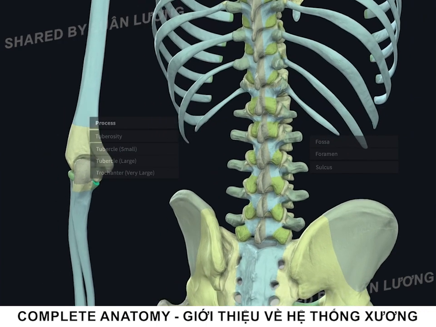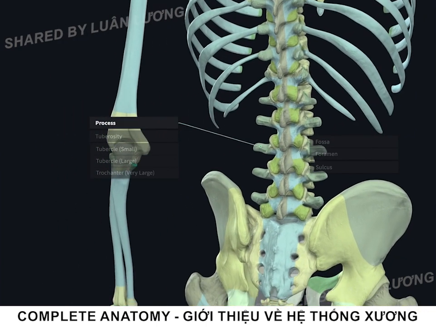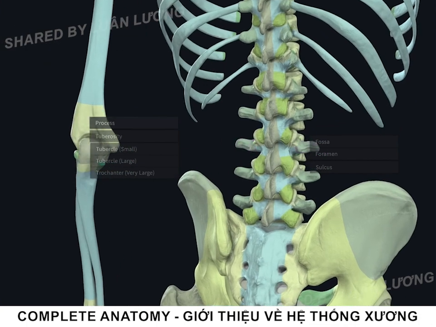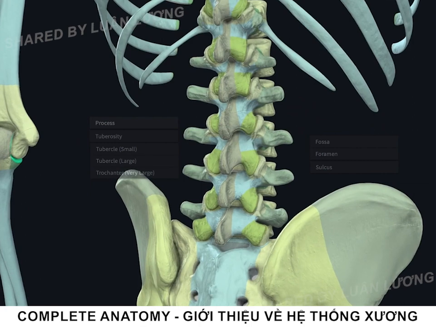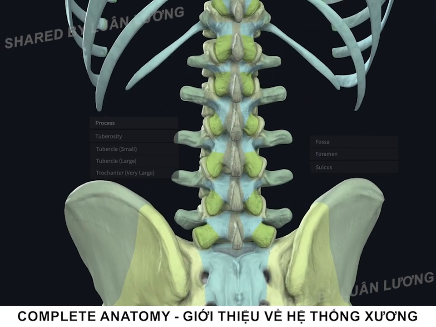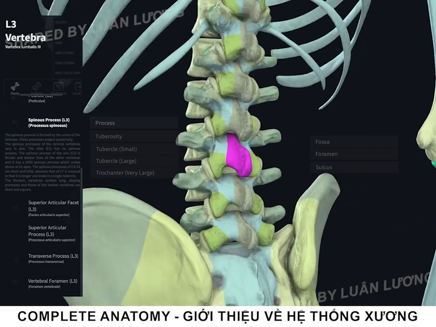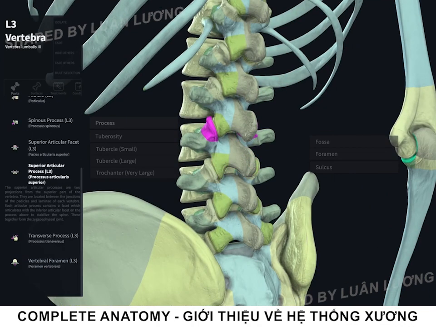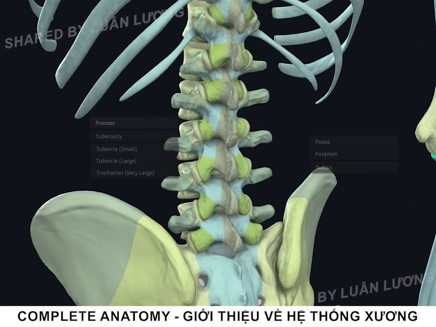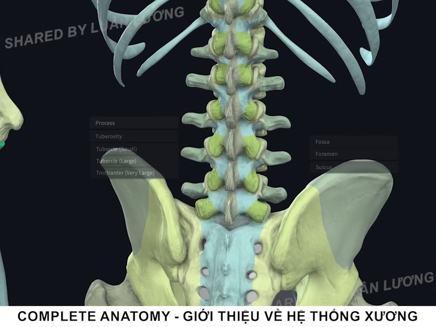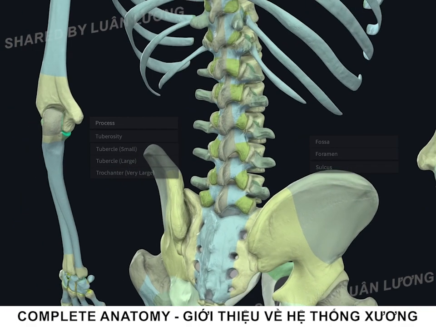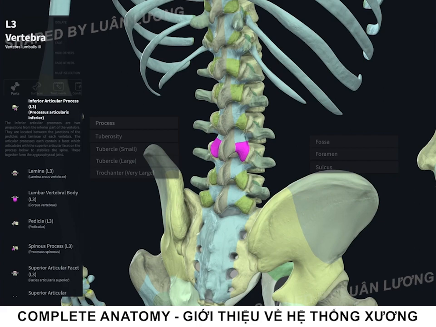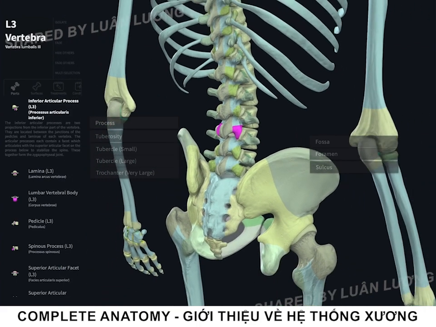Now, the first of these terms is a process. Now, a process is going to be an extension of bone, and there are multiple types of processes. We're going to see here on one bone, we have a transverse process, a spinous process, an inferior articular process, and a superior articular process. So these are going to be different extensions of bone, and some of them are going to be meant for sites of muscle attachment, while others are going to be aiming towards another bone and a point of articulation.